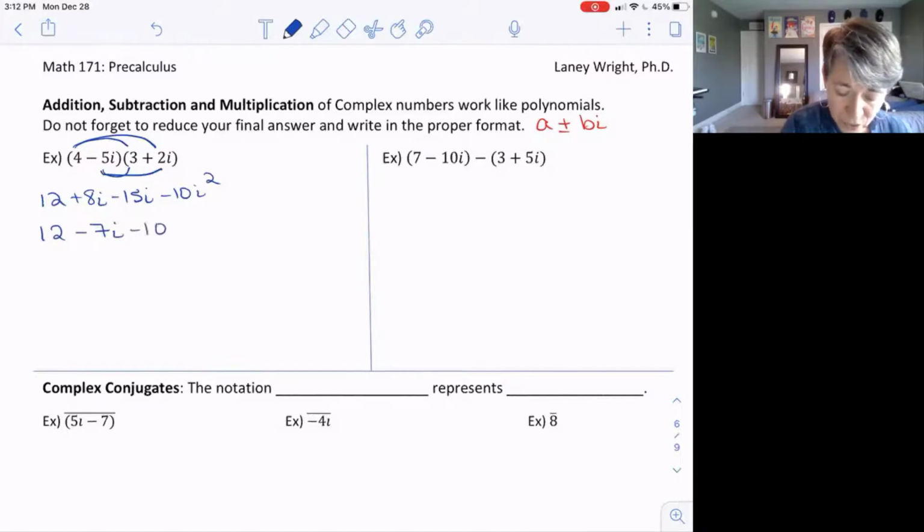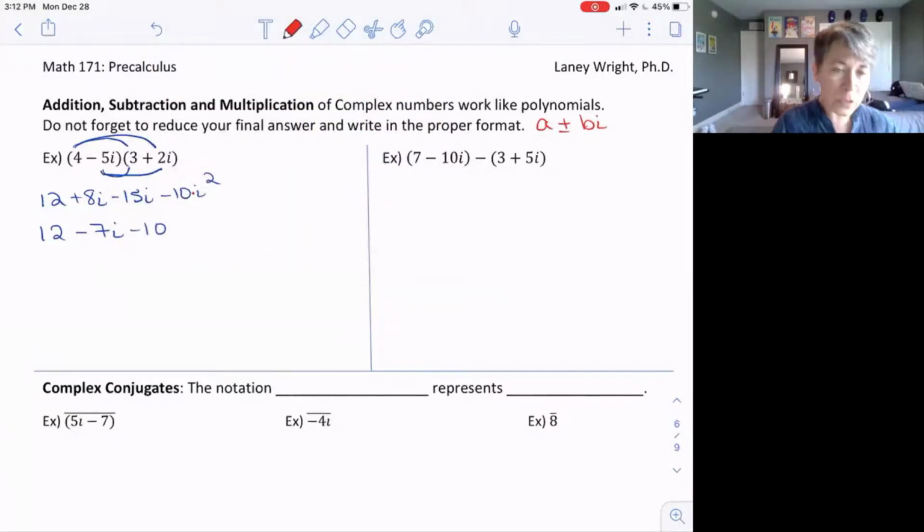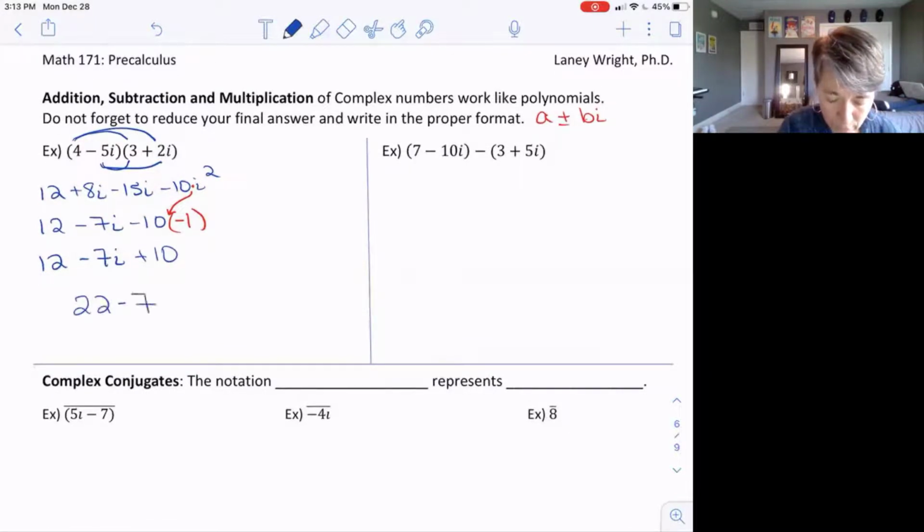And remember that i squared is the same thing as negative 1. So since that 10 is being multiplied by an i squared, then it's still going to be multiplied by that negative 1. Don't add in an extra minus sign or a plus sign. The operation has to stay the same. If it's multiplication here, it has to be multiplication there. That's a common error that I see a lot. So that gives us 12 minus 7i plus 10. And combine our like terms, which are the constants, we get 22 minus 7i. The real part is first, the imaginary part is second.